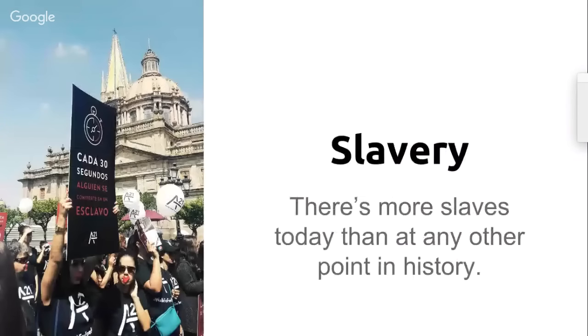Another issue close to my heart and to many of my students' hearts is a social justice issue: slavery. My sixth graders discovered over the last few years, and this is super sad, that there are more slaves today than at any other point in history, which is rather startling. This photo is from a freedom march that happened in Guadalajara a couple months back, about what's happening around the world and what's actually happening a lot in our city of Guadalajara, Mexico, and lots of other cities as well.